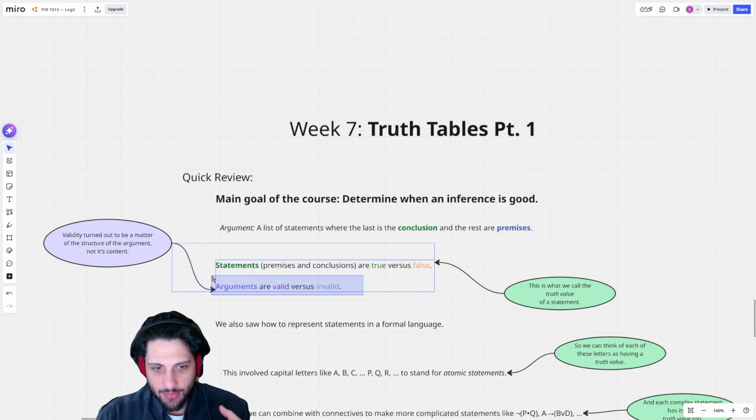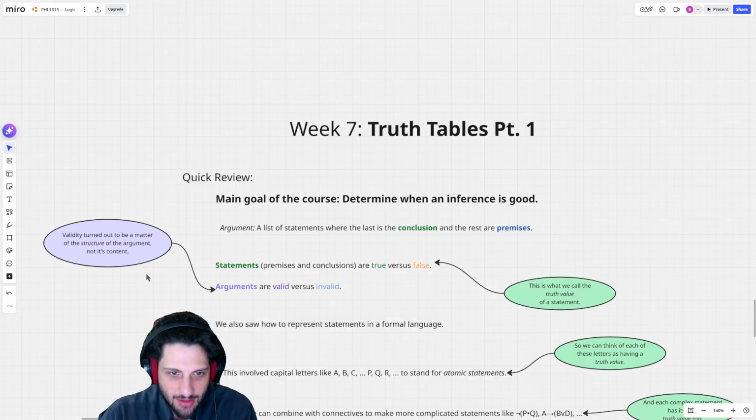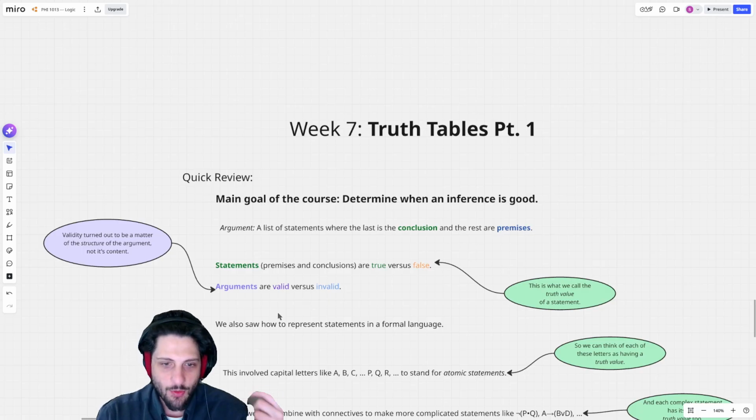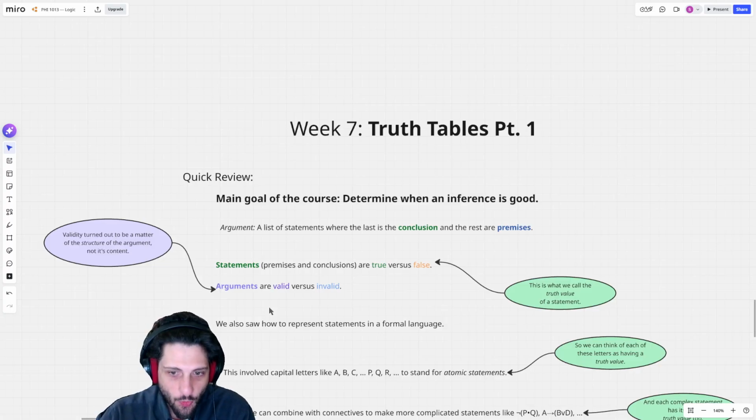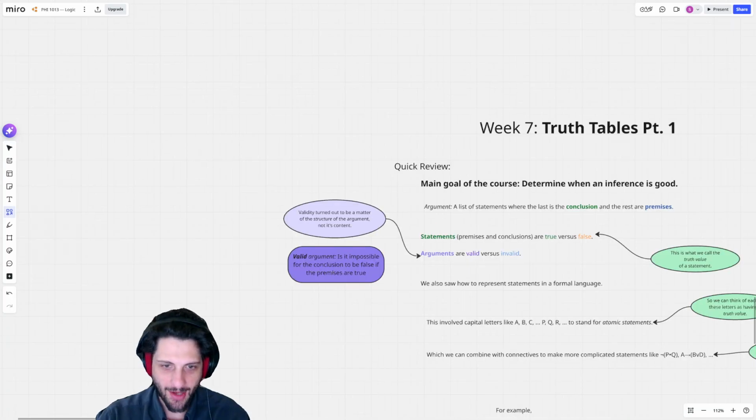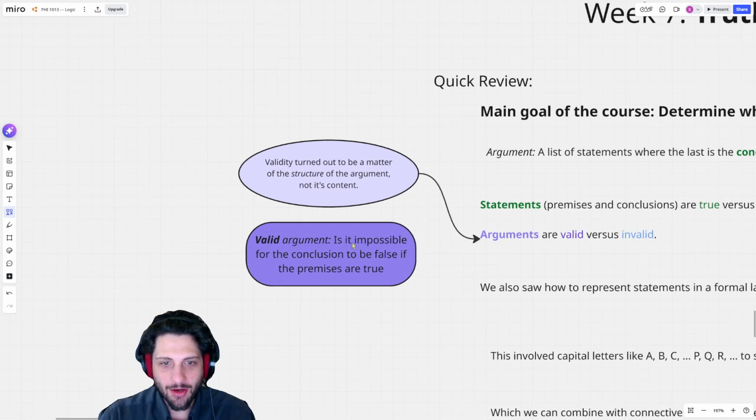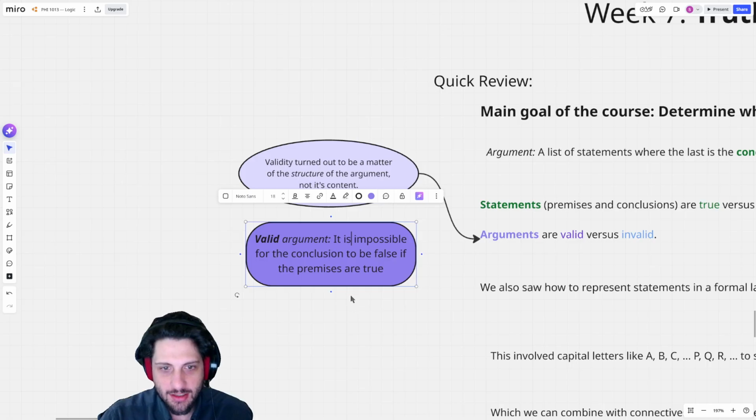But remember, the way we define validity depends on those statements, and on their truth, in an important way. We said an argument is valid when it's impossible for the conclusion to be false when the premises are true. So let's add that note in there. Just to remind ourselves of the definition: it is impossible in a valid argument for the premises to be true while the conclusion is false.